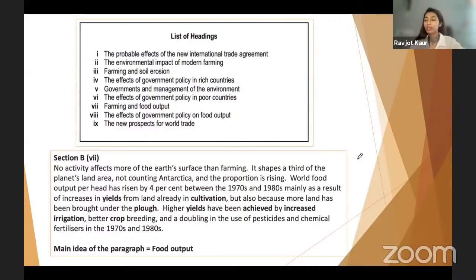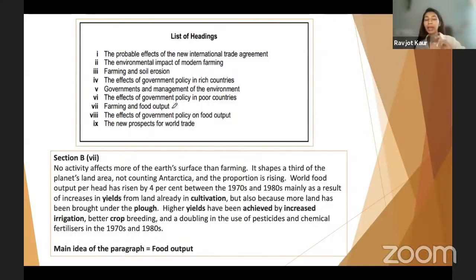Yeah, that's okay, Sarthak. If this particular heading is suitable for the C paragraph, then we can go back and see what the difference is, why it is suitable for C and why not for B. Maybe we are wrong, maybe some other heading suits the C paragraph. But as of now, since we did the elimination method and nothing else suited this paragraph, only farming and food output talks about it.